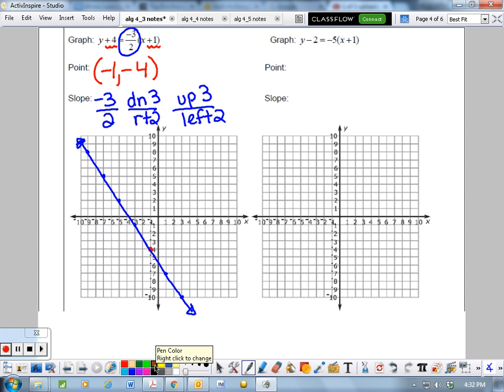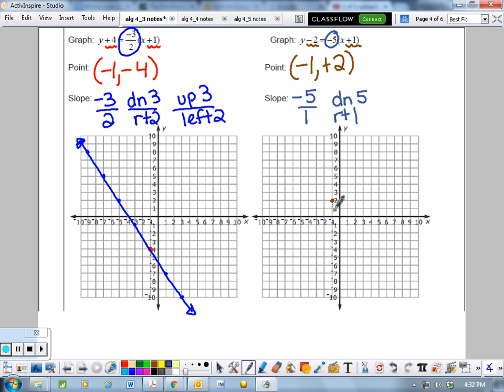Okay, so looking at our next one, let's look at our x value. This is positive 1, so that means it's negative 1. Then I go to my y value. It says negative 2, so it's positive 2. And there's our starting point, negative 1, positive 2. And then we move over to our slope, which is negative 5. As a slope, it's negative 5 over 1, which means it's going to be down 5, right 1.